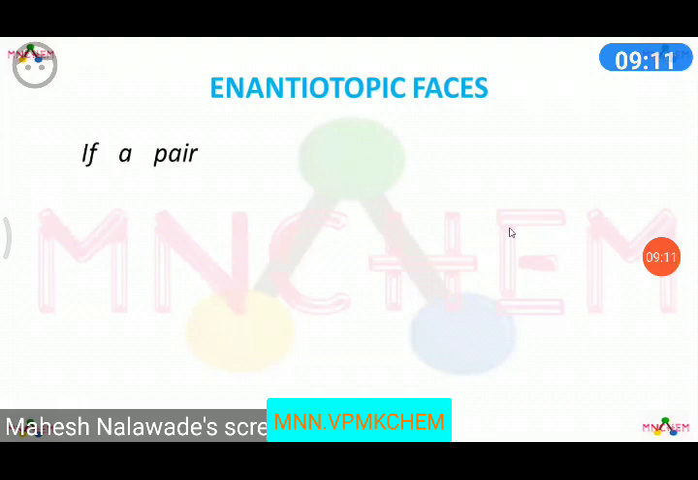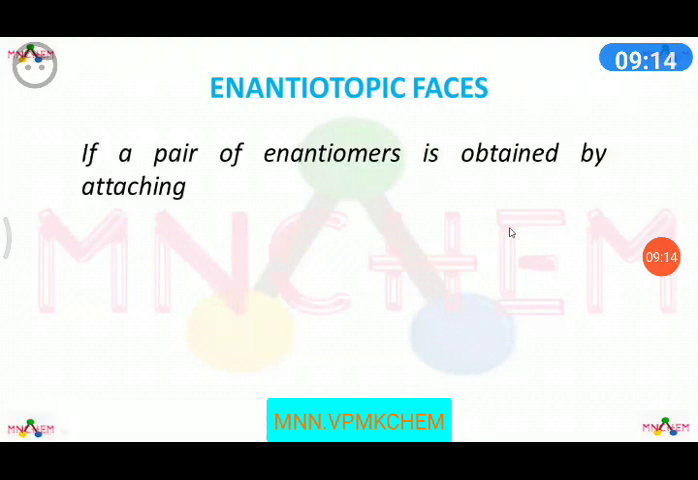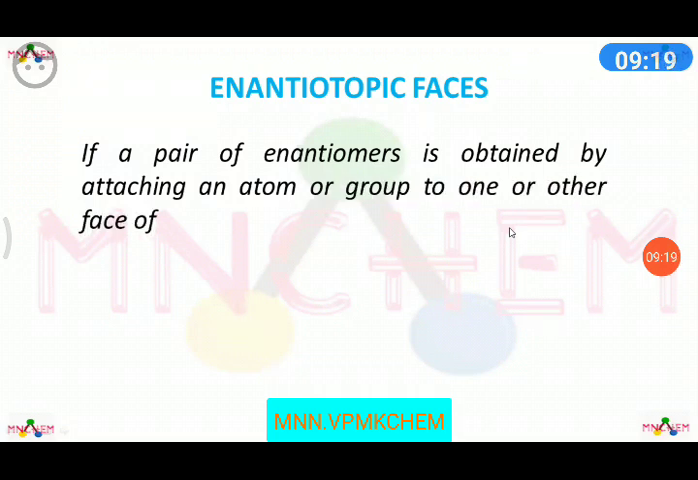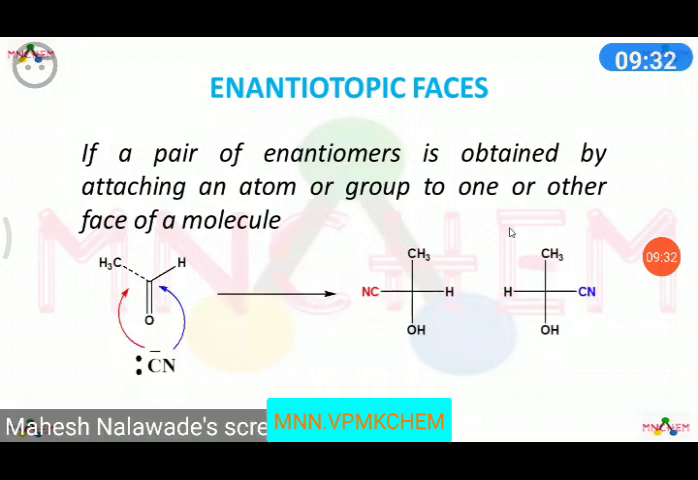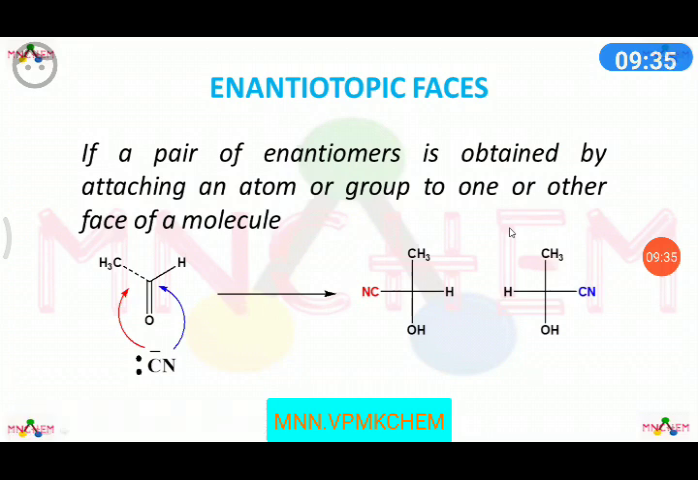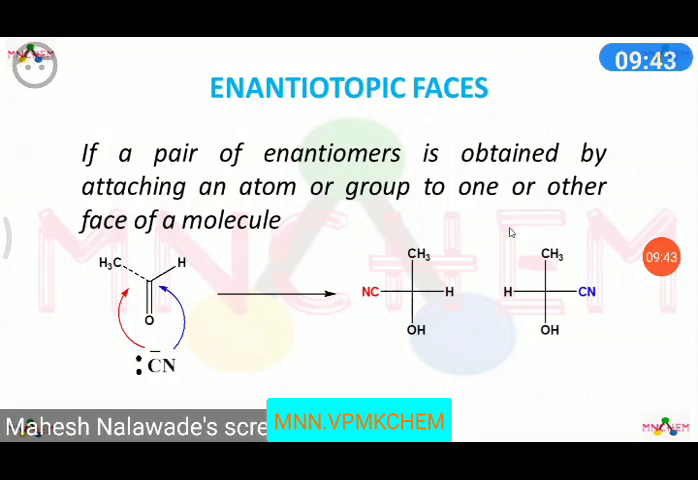If a pair of enantiomers is obtained by attaching an atom or group to one or other phase of a molecule, then the two phases are referred to as enantiotopic phases. For example, the acetaldehyde molecule, an aldehyde containing sp2 hybridized carbonyl carbon. As we have discussed, it is a flat or partially flat molecule. It has two phases, front phase and back phase.